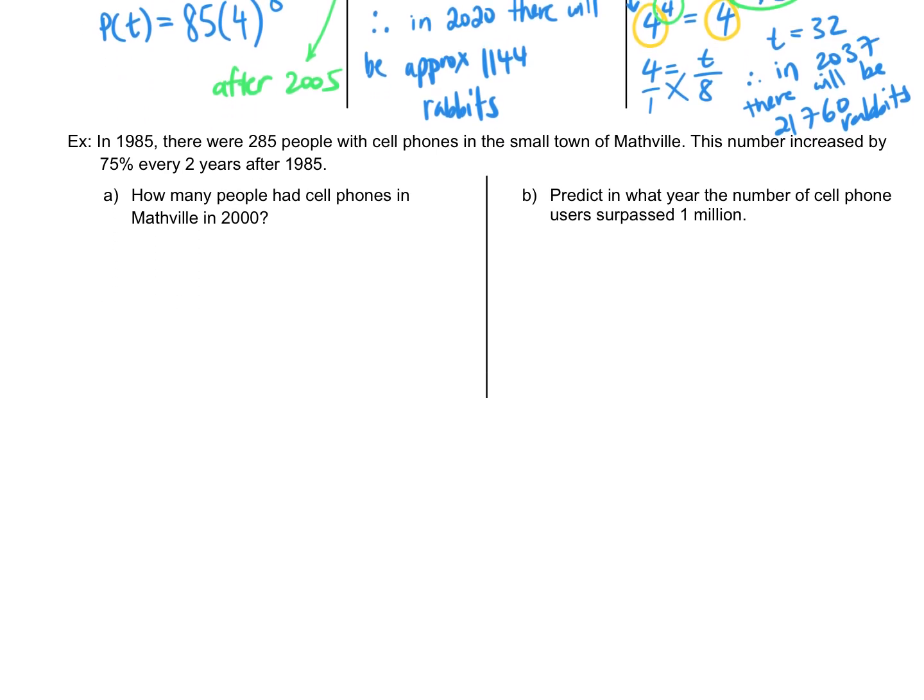Let's try one more with growth as a percentage this time. In 1985, there were 285 people with cell phones in the small town of Mathville. So there's my initial population. This number increased by 75% every 2 years after 1985. How many people had cell phones in Mathville in 2000?